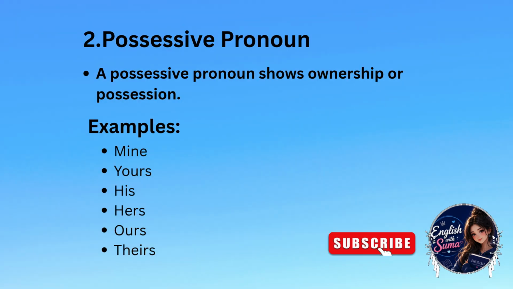A possessive pronoun shows that something belongs to someone. It tells us about ownership. Examples include mine, yours, his, hers, ours, and theirs. In the sentence, "This pencil is mine," the word "mine" shows ownership.